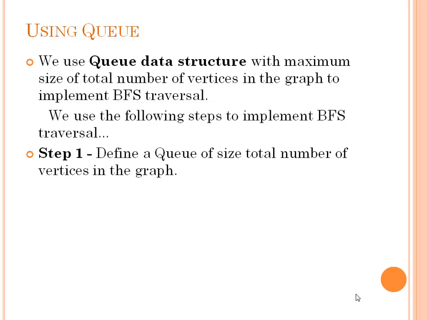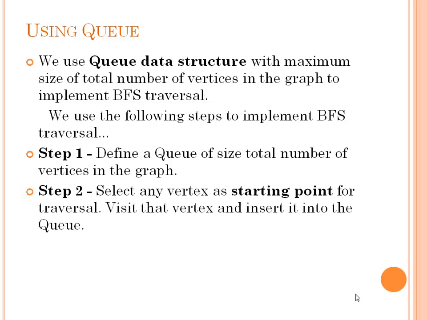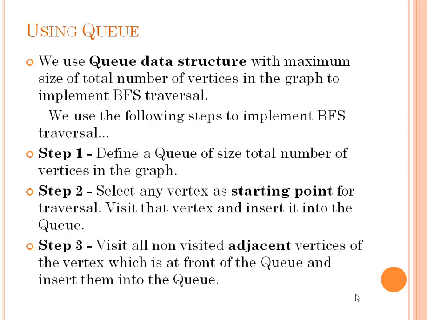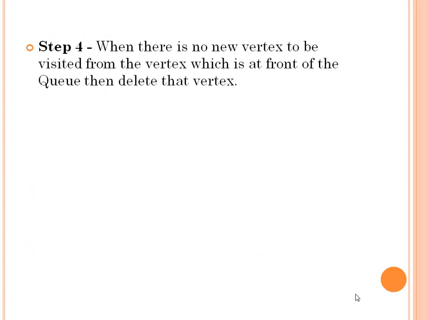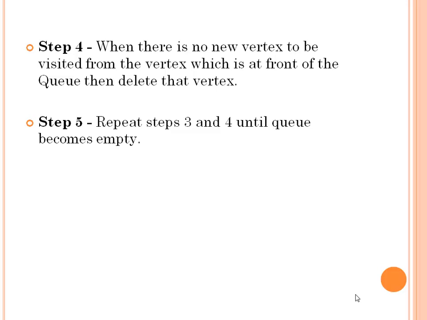Step 1. Define a queue and take the size of the queue equal to the total number of vertices in the graph. Step 2. Select any vertex as a starting point for traversal. Visit that vertex and insert it into the queue. Step 3. Visit all the non-visited adjacent vertices of the vertex which is at the front of the queue and insert them into the queue. Step 4. When there is no new vertex to be visited from the vertex which is at the front of the queue, then delete that vertex from the queue. Repeat the steps 3 and 4 until the queue becomes empty.